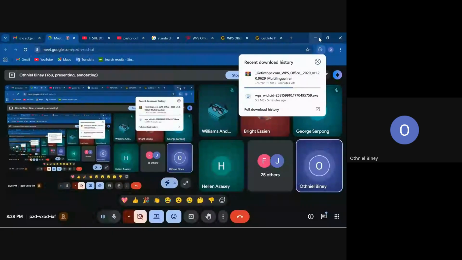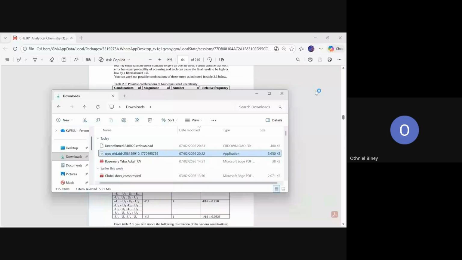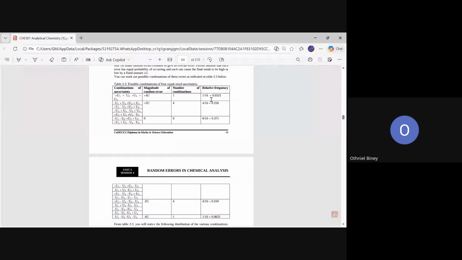But let's just do something. So now from this table, right? We are just going to go through this table.